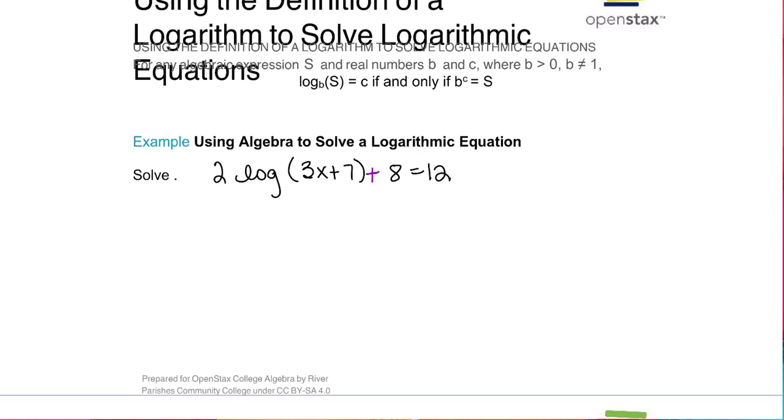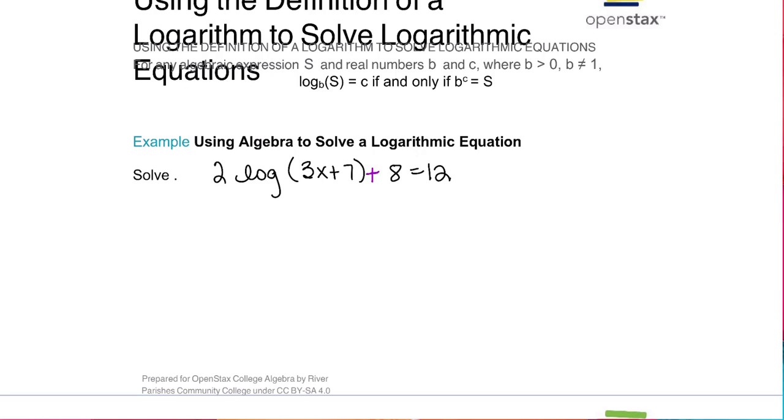Okay, we're in part 3 of section 6.6. We're now switching to logarithm equations. So we're going to use the definition of a logarithm to solve an equation. Basically, what this means is you can use the definition of a logarithm to convert it to exponential form to solve. So let's look at this one.